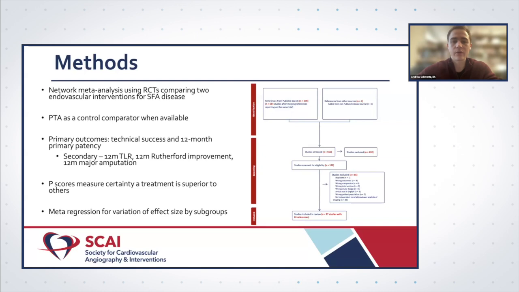We did a traditional network meta-analysis, but given the large amount of comparisons, for simplicity in this presentation, I'll show p-scores, which aggregate information gleaned from the meta-analytic point estimates. These p-scores we used to rank order the interventions for each outcome. And finally, a meta-regression for variation of effect size by subgroups was conducted.